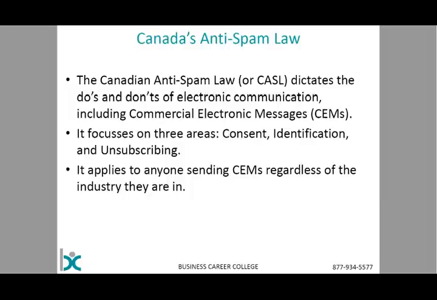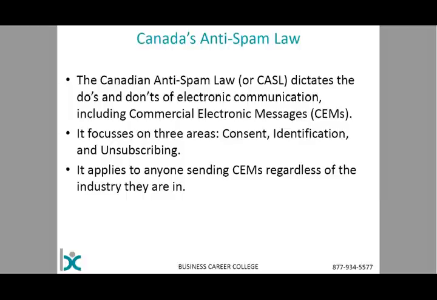So what Canada's anti-spam law does is it dictates the do's and don'ts of electronic communication, including commercial electronic messages. The other aspect of the regulation is it also regulates installing software on someone else's computer. So if you're engaged in a business where you do that, you'd want to refer back to the CASL legislation that we have a direct link to in your Moodle resources and specifically look up those regulations, because in this privacy presentation, we're specifically going to look at electronic communication and commercial electronic messages.